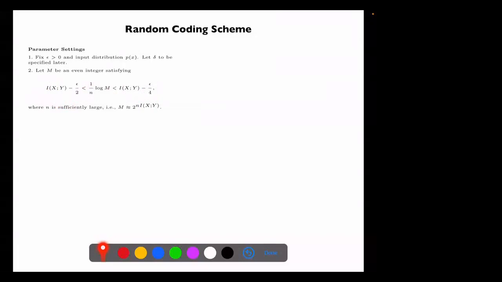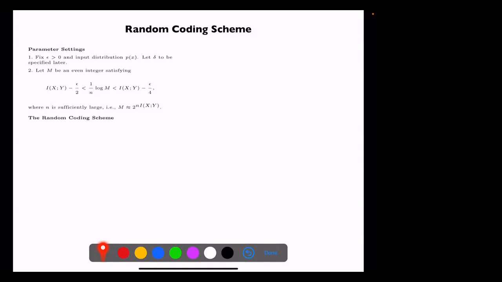Now, if the rate is approximately equal to I(X;Y), it means that the number of messages that you can choose from is approximately equal to 2 to the power n times the mutual information between X and Y. That is, the number of messages grows exponentially at the rate I(X;Y).